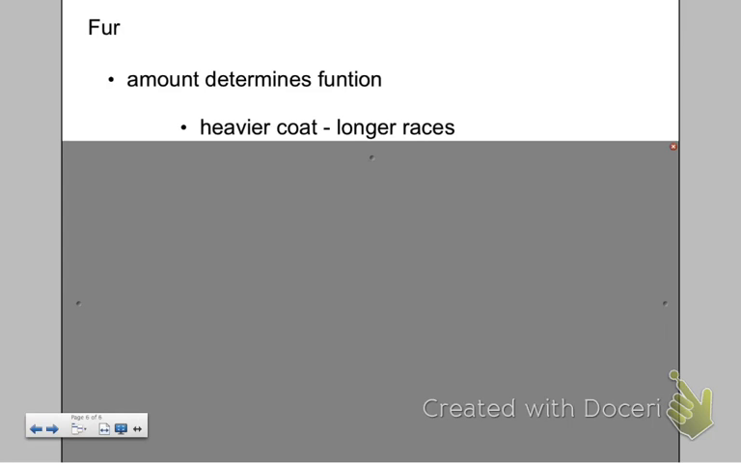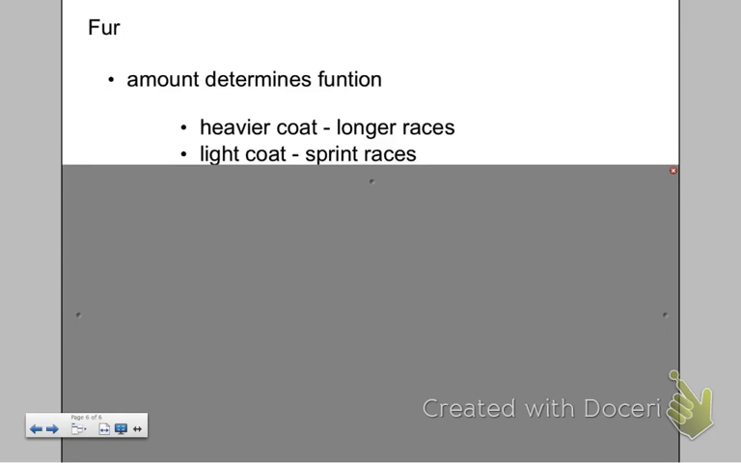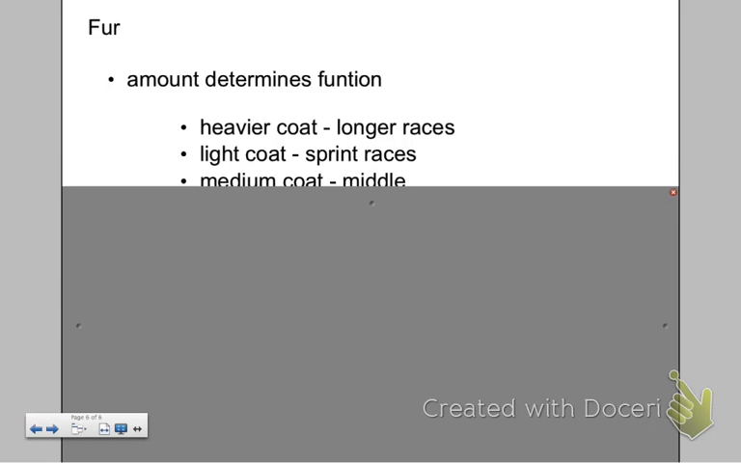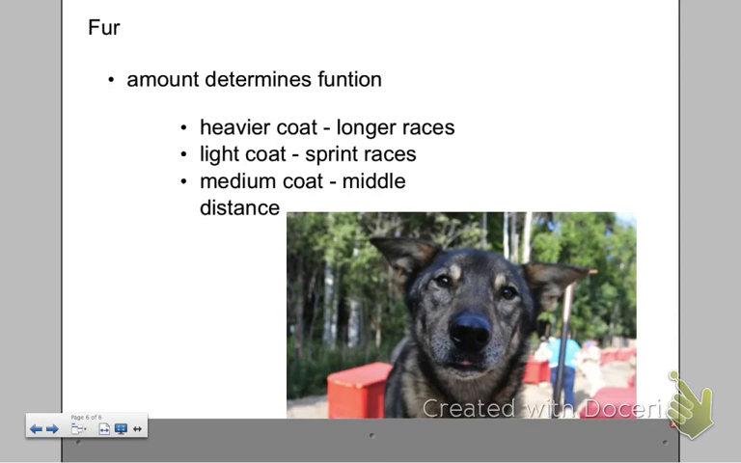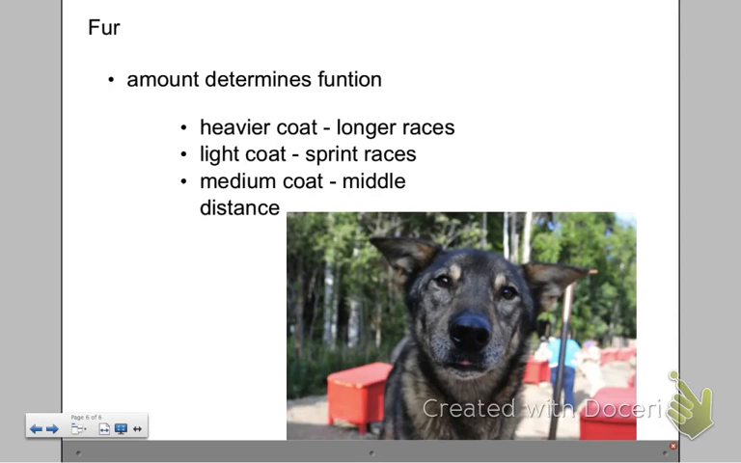Okay, the complete opposite, a very light coat, would be a dog that is going to be more into the sprint type races. They have really short races that might last one to two days, and they do real quick, short races, fewer than two hours at any given time. And your medium coat, obviously, would be for your middle distance runners, kind of in between the sprint and the longer races. So that's what you've got on fur.